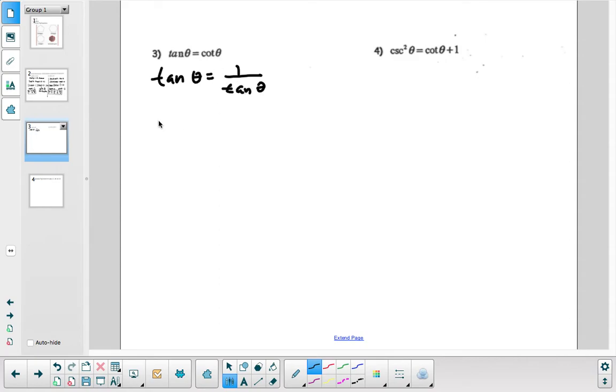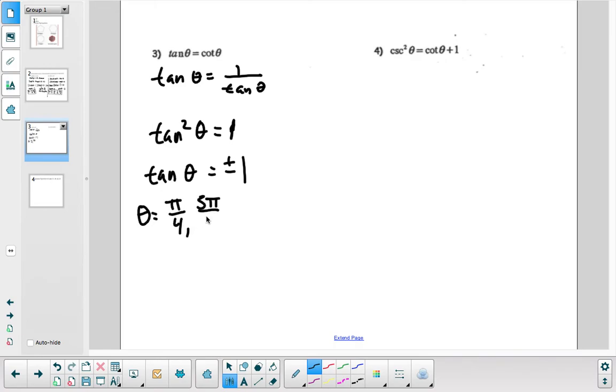But to get everything to one side, you can say that tan squared of theta equals 1 by multiplying both sides by tan. Now if you take the square root, you have to do plus or minus 1. So the tangent is 1 at pi over 4 and 5 pi over 4. It is negative 1 at 3 pi over 4 and 7 pi over 4. You could put these in order, but again, if it doesn't ask you for the order, I don't care.